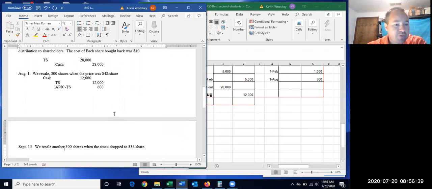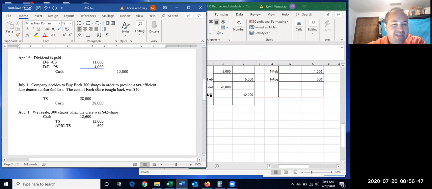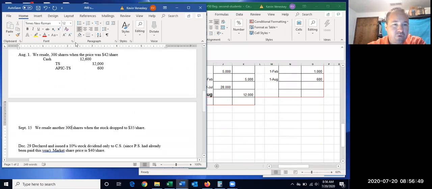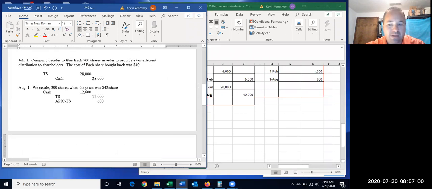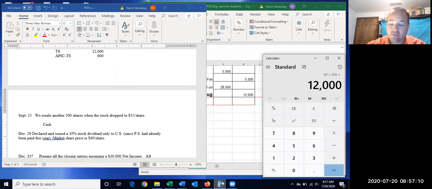When we get down here to September 15th, I'm reselling another 300 shares. Remember, I bought back 700. I've resold 300. I'm reselling another 300, so not quite all of it. This time, though, I'm only reselling it for 35 when I bought it at 40, so that's not good. That means I'm going to be losing some money. So I'm going to debit my cash. 35 times 300, I'm bringing in 10,500.